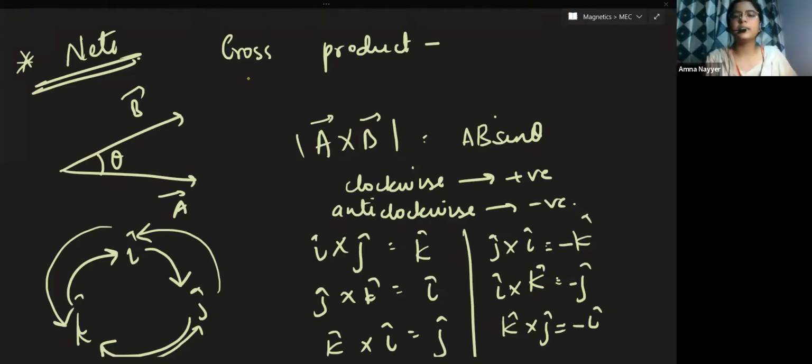So in the last class, we had started with this lesson, chapter number 4, moving charges and magnetism, and we had started with the Biot-Savart's law. We had completed it till there. We didn't do any numericals.